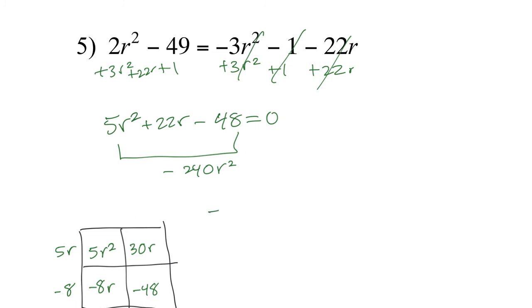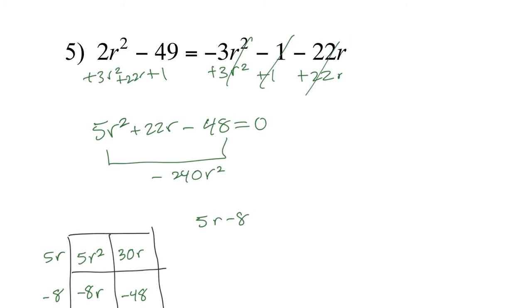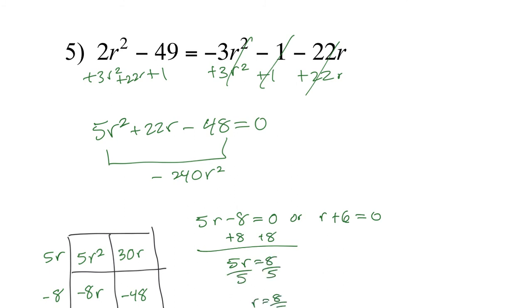So my factorization is 5r minus 8, and I can go directly to this step, and r plus 6 equals 0. So plus 8 on both sides. I get 5r equals 8, divided by 5, r equals 8 over 5. Then minus 6 on both sides, r equals negative 6. So those are your two solutions.